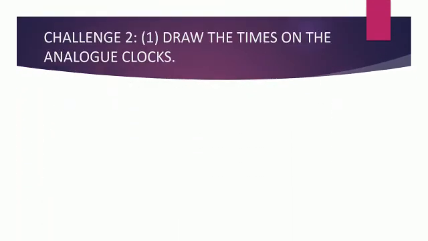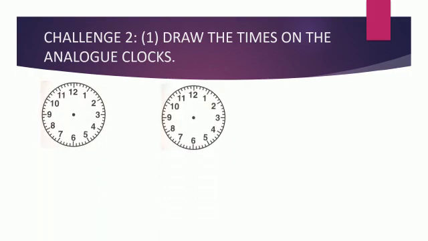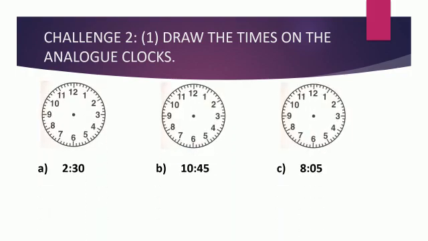Now move to the next challenge, challenge 2, part 1. Draw the times on the analog clock. Remember, we are using analog clocks. In part A, you can see the clock and the time is 2:30. You have to draw the hands of the clock according to the given time. And the given time is 2:30.